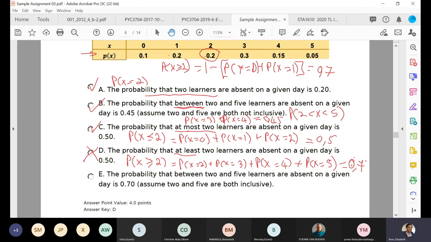The probability that between 2 and 5, that one was between 2 and 5 exclusive. So this one is between 2 and 5 inclusive, so it means it includes them. So you take 0.2 plus 0.3 plus 0.15 plus 0.05, which also you could have just said is the complement, 1 minus the others. But yeah, the answer should be 0.7.